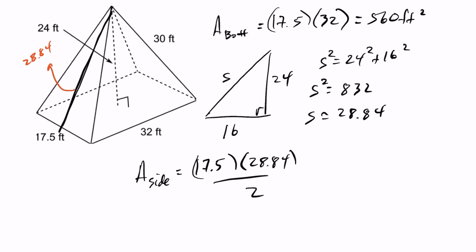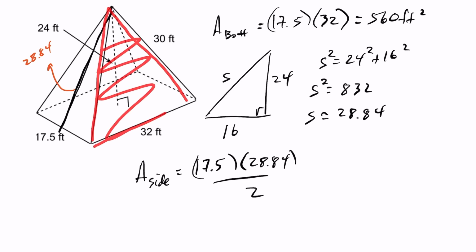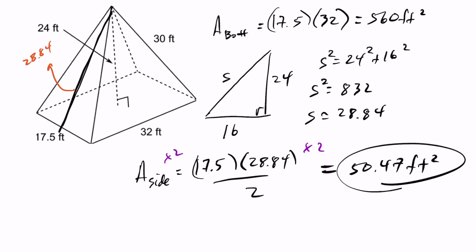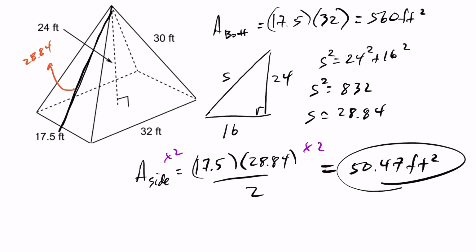Now, the exception here that we're running into is we only have 2 sides the same this time, because this side will be the same as the back triangle here. However, we will not have the same thing happening with these front sides. So we're going to have to calculate a new slant height for those ones. So I can only multiply this by 2, whereas before I could multiply by 4 because we had a square-based pyramid. So calculating this out, we end up getting 50.47 square feet. And again, that represents the area of 2 of the faces of our triangle.